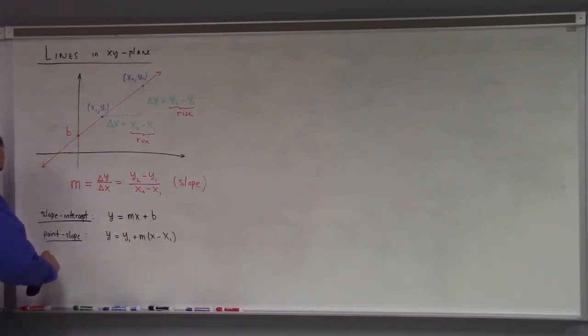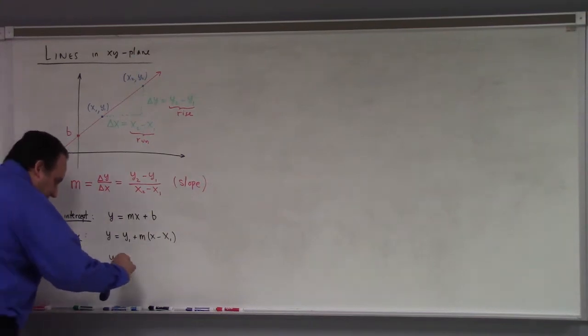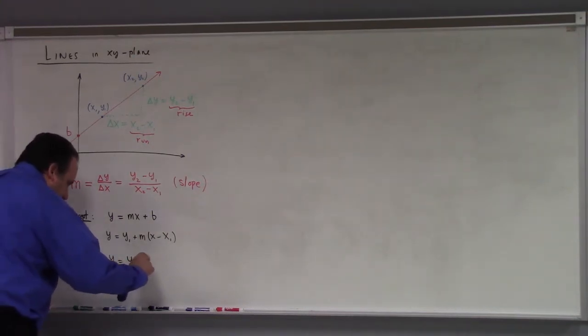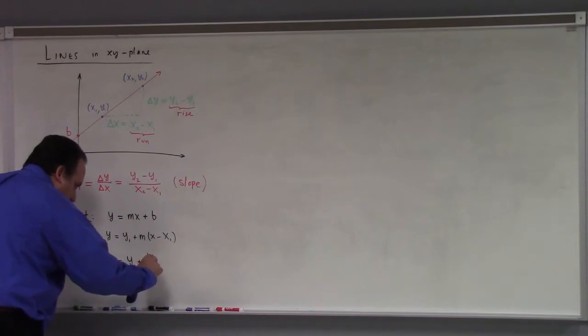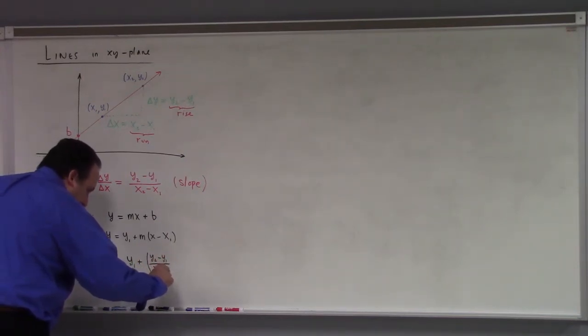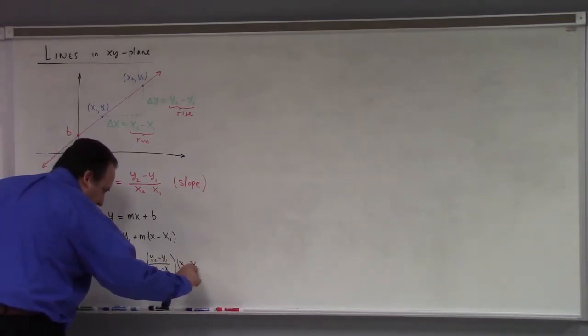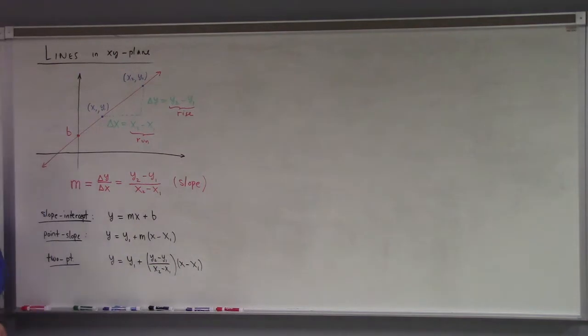And then there's also the 2-point formula for a line. That looks like this: y equals y1 plus y2 minus y1 over x2 minus x1 times x minus x1. So the 2-point formula for the line is just plugging the formula for the slope into the point slope formula.